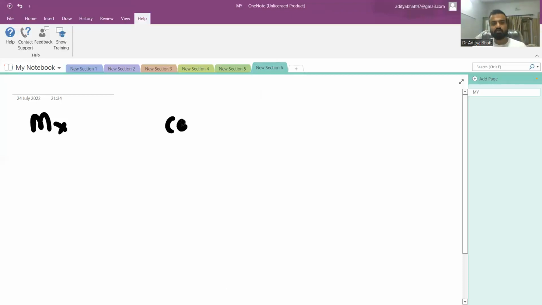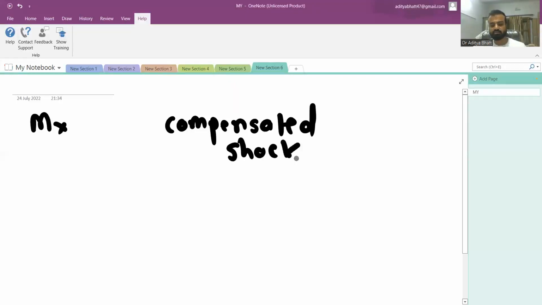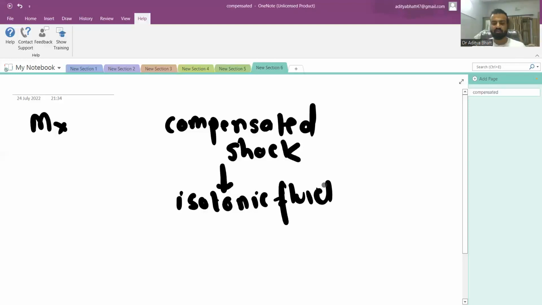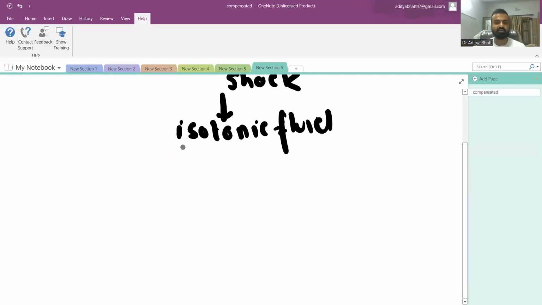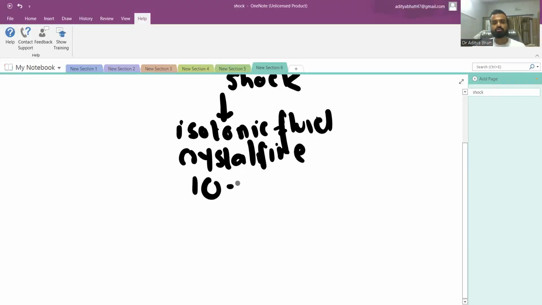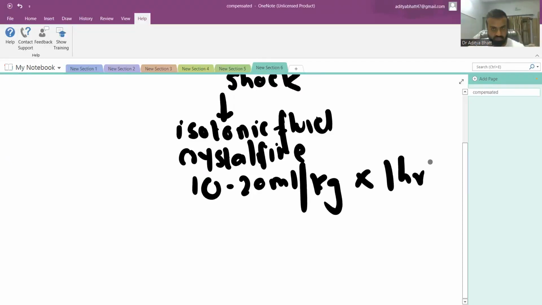So first we will go with compensated shock. The shock is compensated. So what we do is we give isotonic fluid. Our fluid of choice is NS. So you give isotonic fluid, that is crystalloid fluid, 10 to 20 ml per kg for 1 hour. That is what you do.